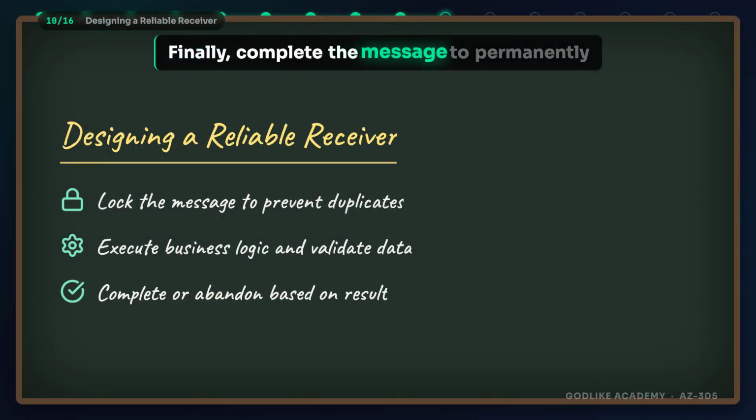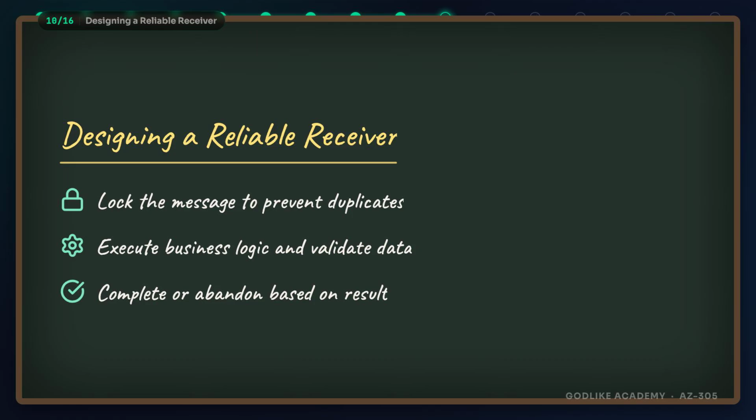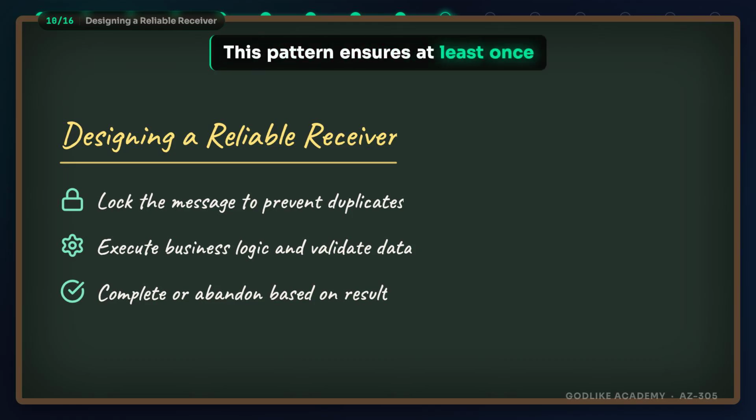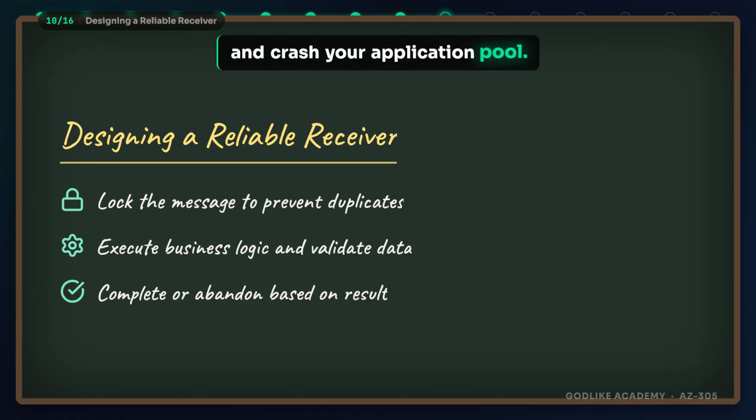Finally, complete the message to permanently remove it from the queue or abandon it immediately if an error occurs during processing. This pattern ensures at-least-once delivery without permanent data loss across your distributed components. You must configure the max delivery count property to exactly 10 attempts before routing failed payloads to the dead letter queue. Forgetting this threshold causes infinite retry loops that exhaust your compute resources and crash your application pool.